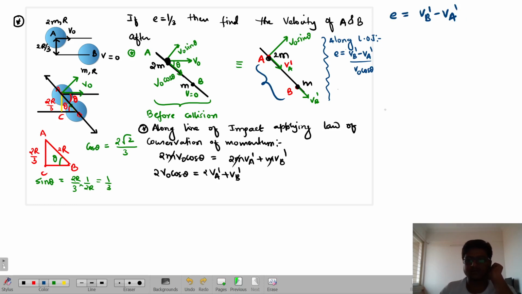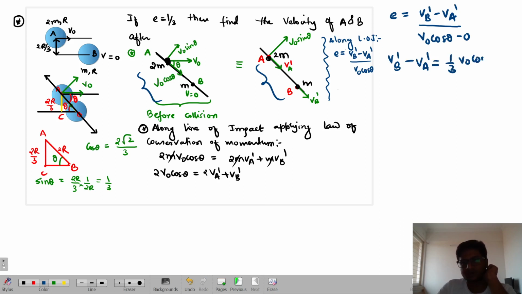the approach velocity, the relative velocity, which is V naught cos theta minus 0. So VB dash minus VA dash is equal to e, which is given as 1 by 3, so 1 by 3 V naught cos theta. Is that clear or not? Are you able to follow?